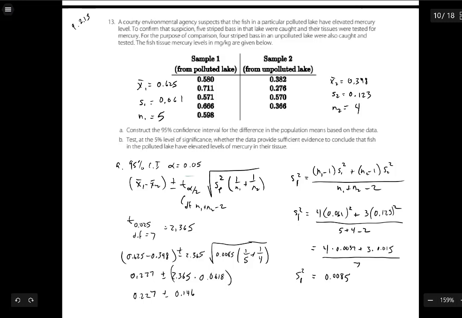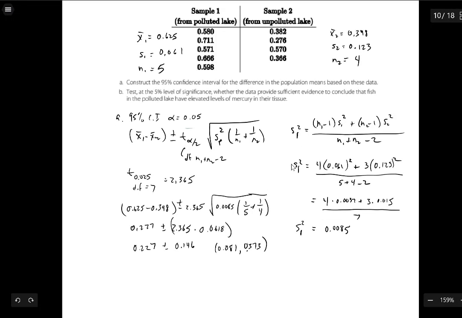So my interval is going to be 0.081 and 0.373. Okay, so that is actually my confidence interval. So I'm 95% confident that the difference is between 0.08 and 0.373. So I'm highly confident that there is a difference greater than 0.